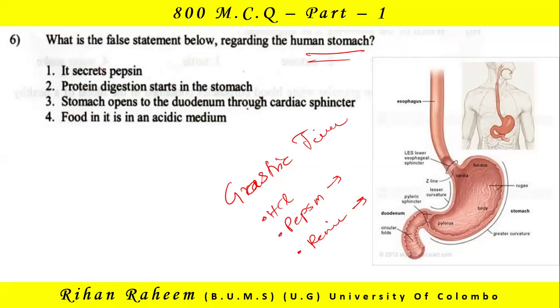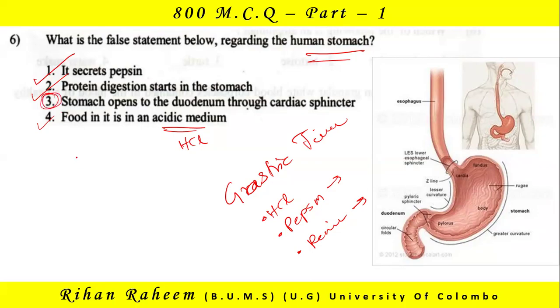So it secretes pepsin, correct. Protein digestion starts in the stomach, correct. Stomach opens to the duodenum through the cardiac sphincter. You all don't know about this. This is, I think, either an old syllabus question or another advanced level question. How to get the answer? It's not an O level concept, but food in the stomach is in an acidic medium because of the HCl. So all the other answers, you all know that it is correct, no? So the only doubtful or wrong answer is the third one.